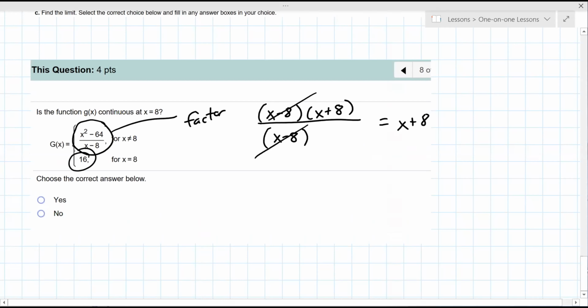And then this 16 here. And it's kind of the same thing that we did on that second question. You put the x value in. Are these the same? Yeah. Okay. So yes, that is continuous. Cool.